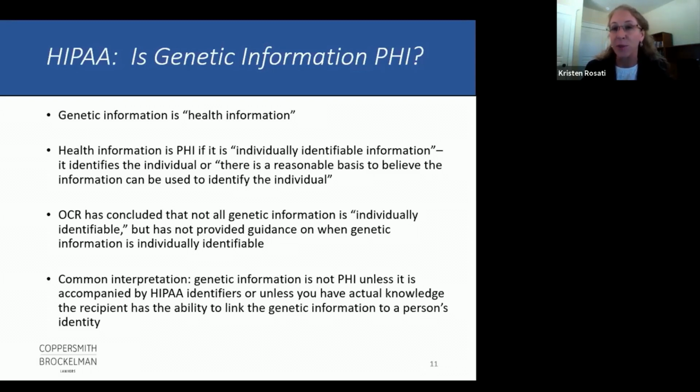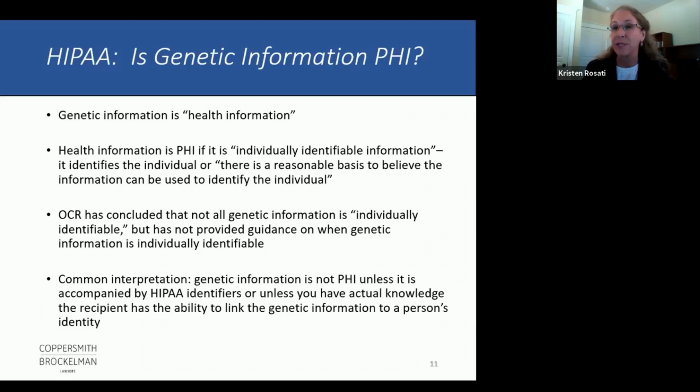So a common interpretation, and one that I take, is that genetic information is not protected health information under HIPAA unless it's accompanied by any of the HIPAA identifiers that directly identify an individual, like name or social security number, of course, or unless the entity releasing the information has actual knowledge that the recipient that will receive the genetic information has the ability to identify the individual.